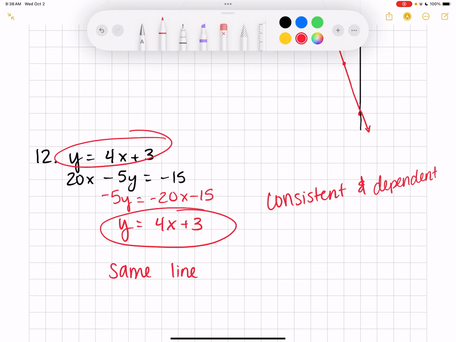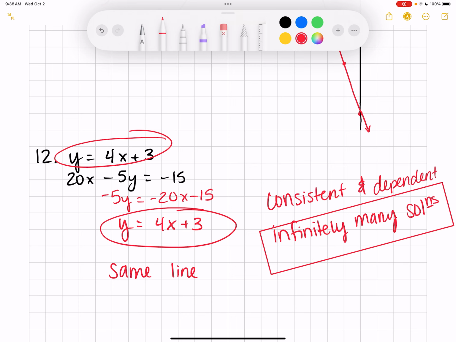Do we have to write an ordered pair for this one? No. But you have to write infinitely many solutions. Why not just infinite? Why would I write many? Because you want all the points. Because they intersect everywhere. This question's still only asking for us to tell the solutions. These ones are not yet asking for consistent and dependent, but we're going to get into that in a minute.